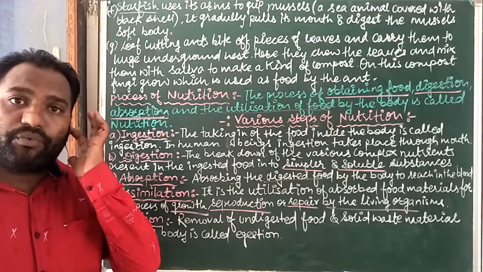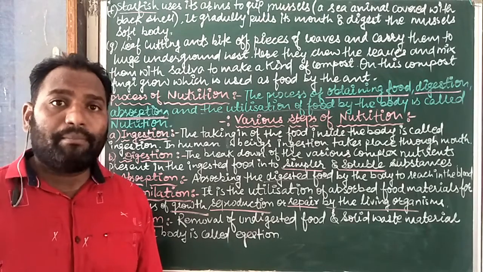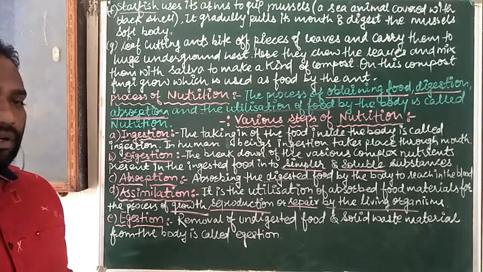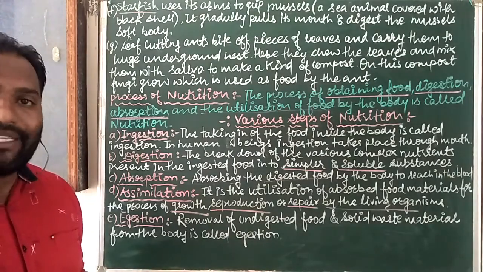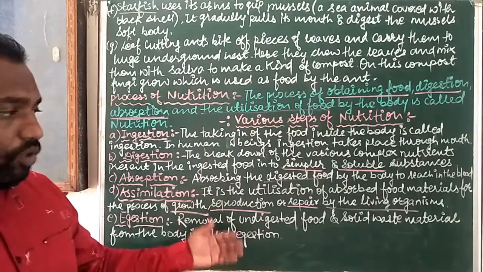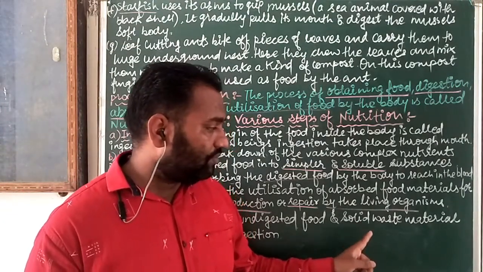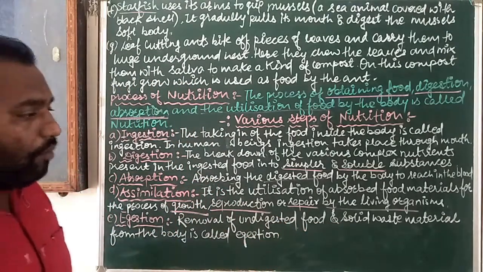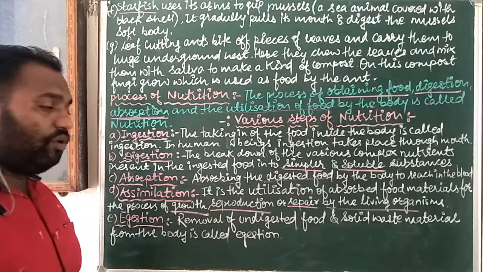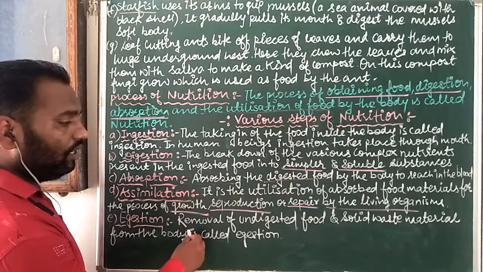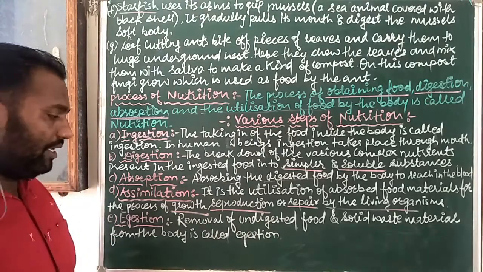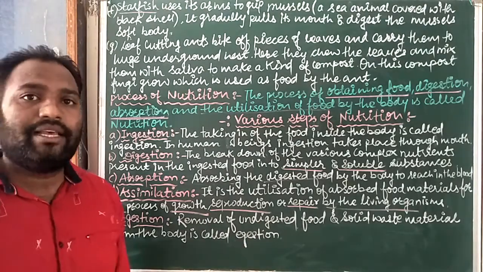Next is egestion. Once the food is ingested, digested and absorbed by the body, sometimes the food has low energy content or lacks energy content, so there is no need for the body to keep it inside, and it should be removed. So the removal of undigested food and solid waste material, because the water should just be taken by the body. This solid waste material goes out of the body through the rectum or anus, and this removal of undigested food from the body is known as egestion.